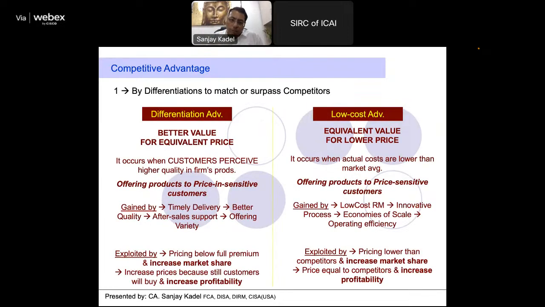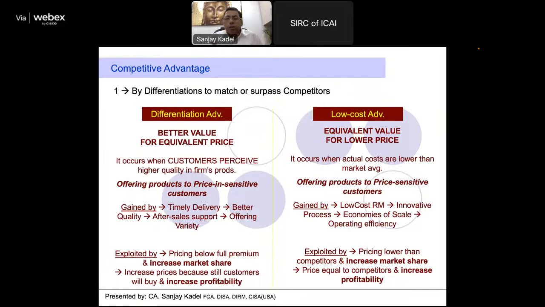It is interesting. What is the meaning of differentiation advantage? Differentiation advantage means offering better value for an equivalent price to the customers who are price insensitive. Now, what is the meaning of customers who are price insensitive? It means if you increase the price, the customers will not run away. And at the same time, if you decrease the price, it is not that more customers will come and buy your product. No, the customers here are buying your products because they perceive a differentiation advantage, because they perceive a uniqueness in your products.